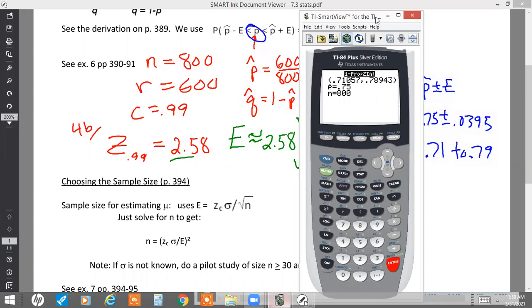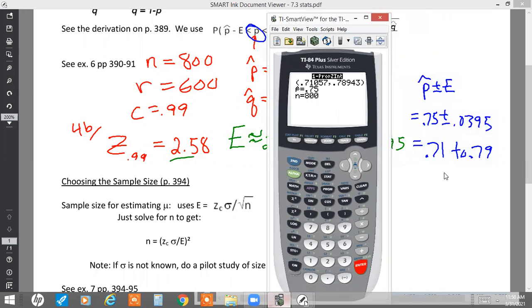Let me just move this over. So compare that to the answers that we found doing it by hand. 0.71 up to 0.79 rounded to the hundredths place matches right up. Any questions on that?